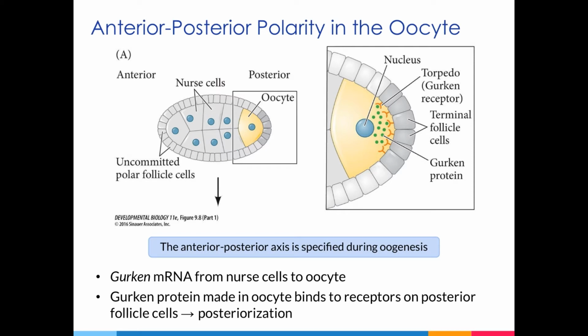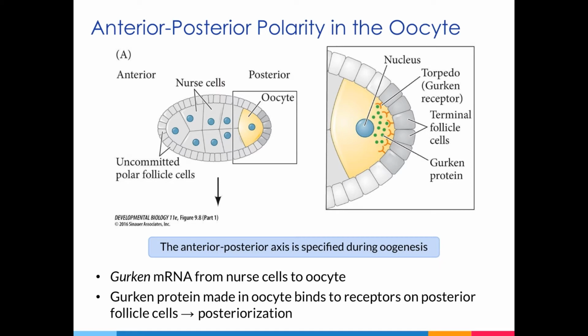And you can't see them here, but there are 16 cells. Of these, 15 become the nurse cells, and 1 becomes the oocyte. The oocyte is located posterior relative to the nurse cells. The cytokinesis between the nurse cells and the oocyte is incomplete, so there are connections between these cells, and that allows for the transport of mRNAs along microtubules.